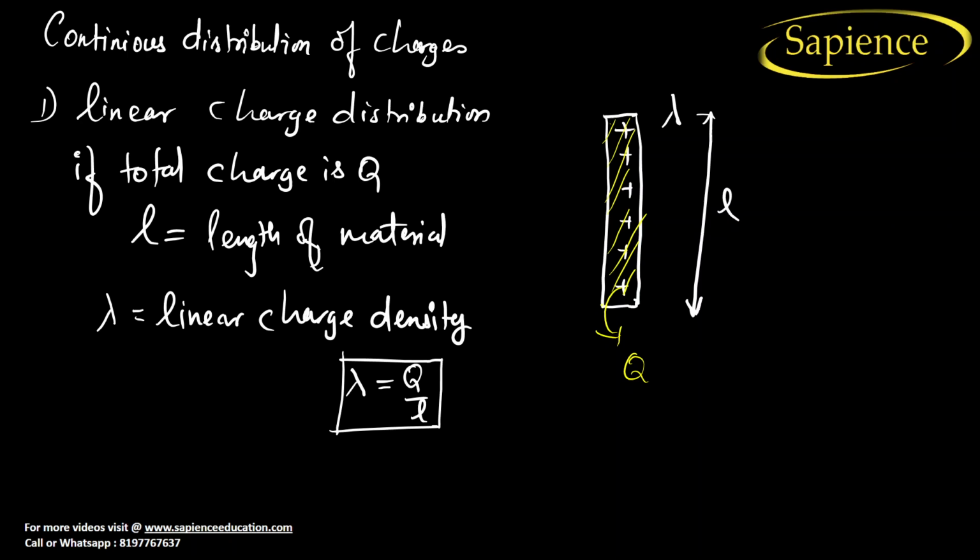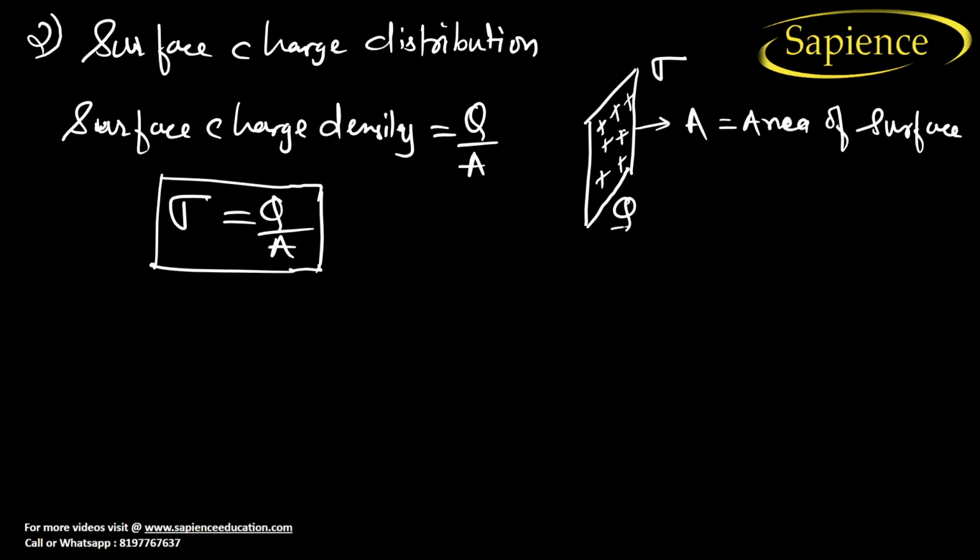Then if you want to find the charge density, that is charge per unit length, which is also known as linear charge density. So the linear charge density lambda can be written as total charge by length, so that we will get the charge density. Okay, so this is the method to find the density. Now we will go for the surface density.